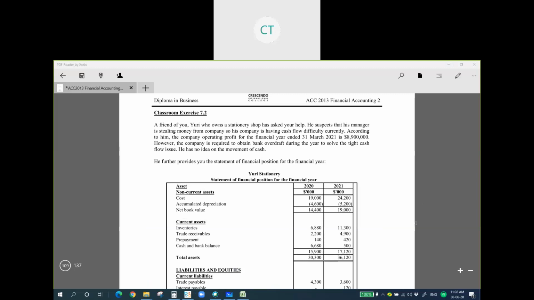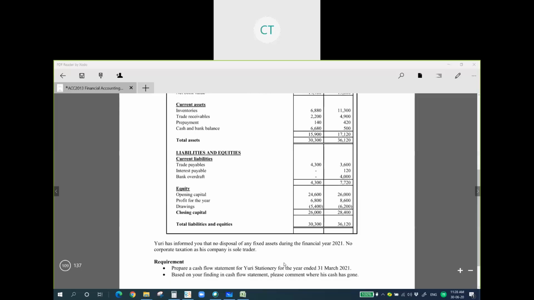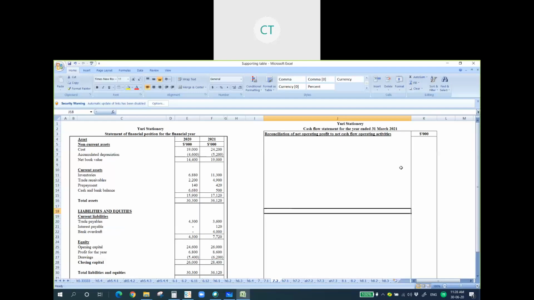Let's do a question together. You can turn to your textbook, page 109. And then you also draw a cash flow statement like this. May I give you like 2 minutes? You draw the statement first. Together, we do it together. Okay. You spend 2 minutes to prepare this cash flow statement.